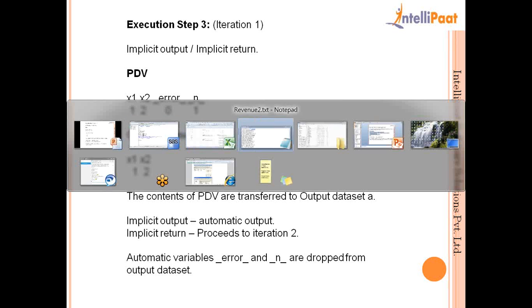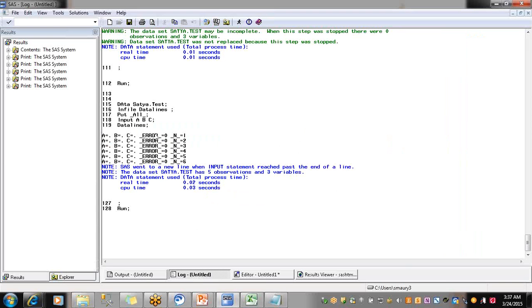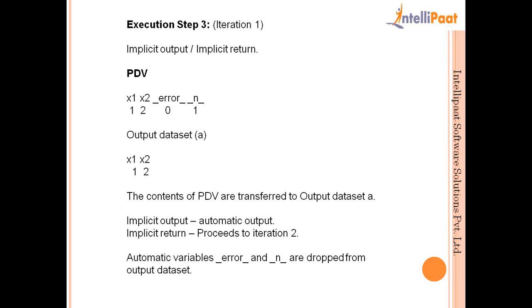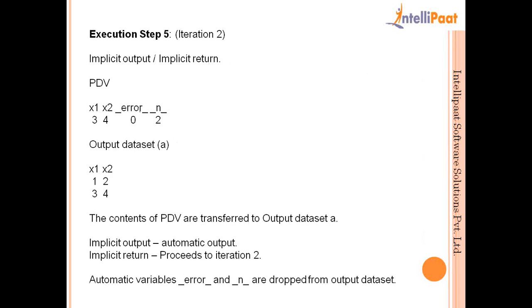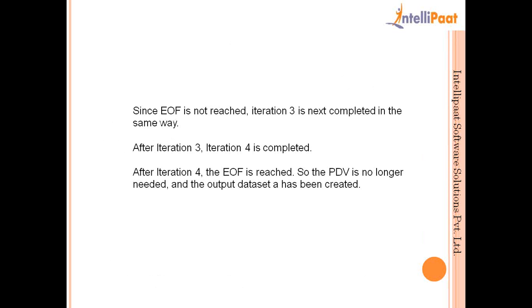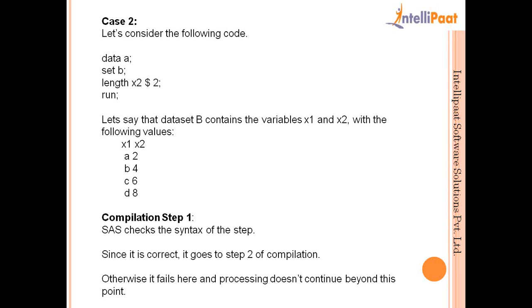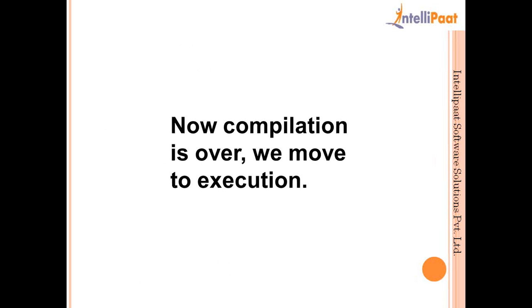So let me go back to the log window once again. Whatever values you are looking at on the slide right now are nothing but these values, right? How the values are being set to missing and how the error and n variables are handled. You can see that the automatic variables underscore error underscore and underscore n underscore are dropped from the output dataset. Those are not moved to the final dataset which we create. Since end of file is not reached, iteration 3 is completed the same way.